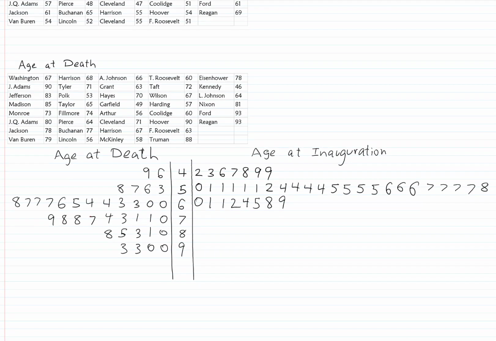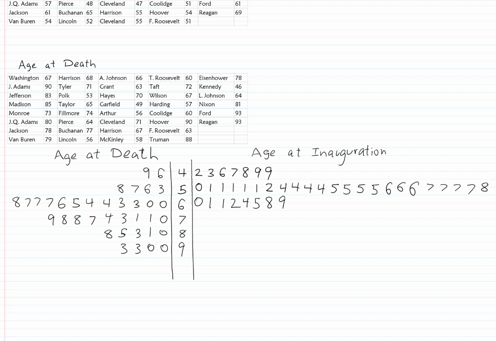I can also see from the other side of the stem plot a lot of stuff about the second table. I can see that their ages at death are spread out from 40s to 90s, mostly in the 60s and 70s. And not only can I see those descriptions of each table, but I can see a comparison between the two tables as well.